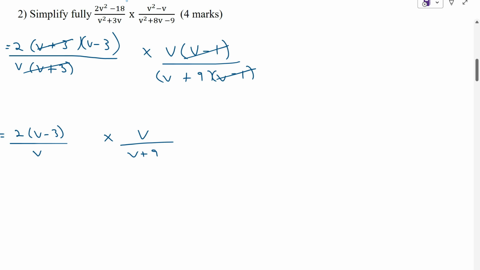So you can see we've taken this complex equation and simplified it down to this. And again, we can actually see that we can cross cancel out these v's here, which leaves us with an answer of 2v minus 6 all over v plus 9.